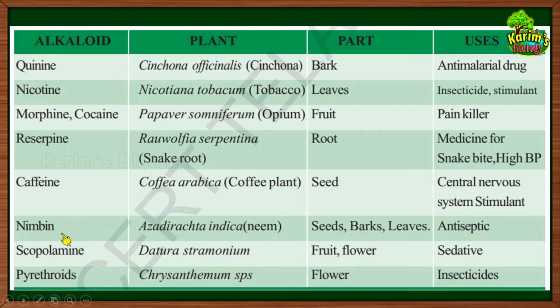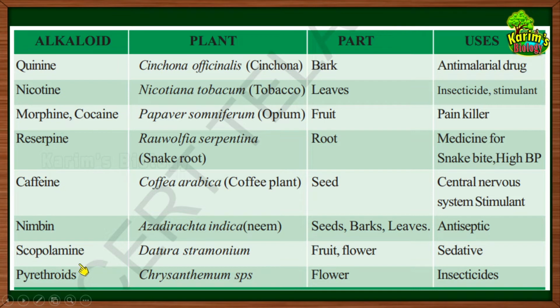Next one is nimbin and nimbidine. There are two alkaloids called nimbin and nimbidine. They are obtained from Azadirachta indica. Okay, it is called the neem plant, or in Telugu we call it vepa chettu. Okay, and where is it located? It is present in the seeds, barks and leaves of neem plants. What is the use? It is used as an antiseptic. And you know, the seeds of this Azadirachta will be powdered, and the extracts from the seeds of this neem plant can also be used as insecticide and can be sprayed on the crops.